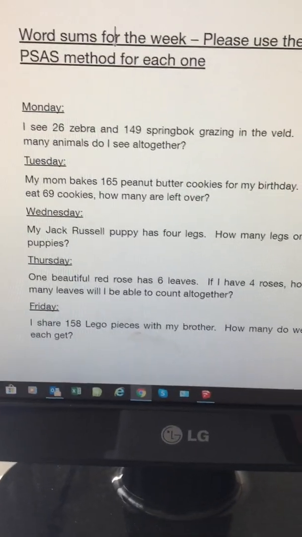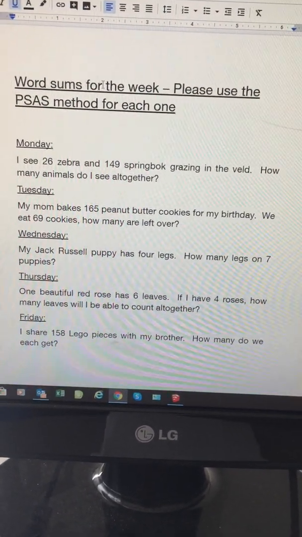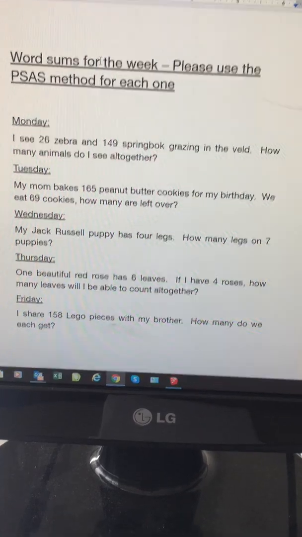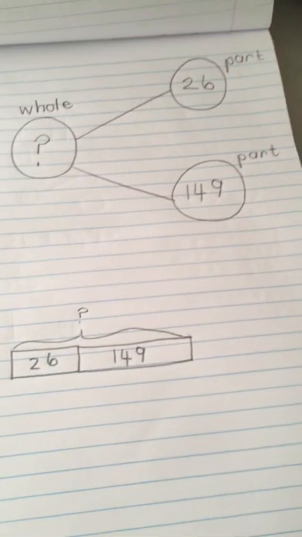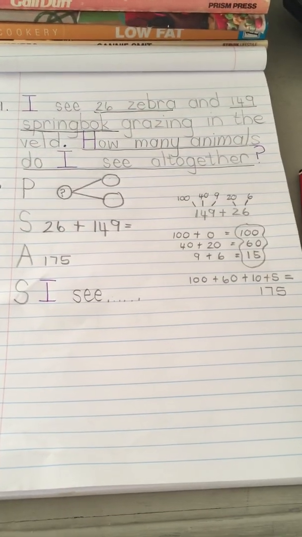Then we've got one on Tuesday, Wednesday, Thursday, and Friday. Okay, so you do your part whole or your rectangles, whichever way you'd like to, but make sure you do them all with pizzazz.